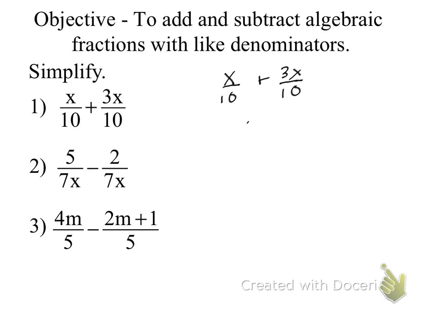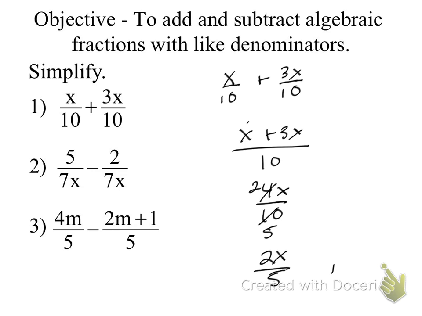Hi, today we are adding and subtracting fractions with like denominators, same denominators. So, if we have the same denominator, what do we need to do with our numerators? We could put them all over 1 and add them. Right. x plus 3x all over 10, which would equal 4x over 10. And then we have to simplify to 2x over 5. 2 goes into 2 once, and 10 goes into 5 twice, so it simplifies to 2x over 5.